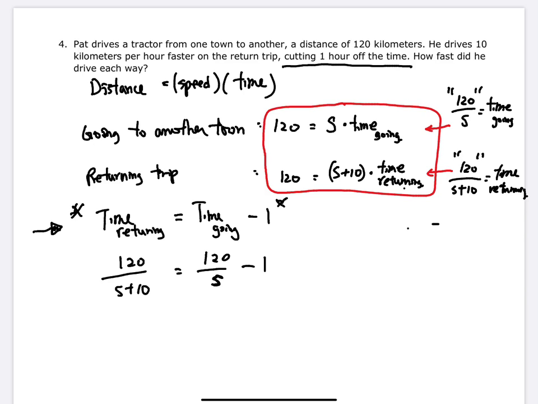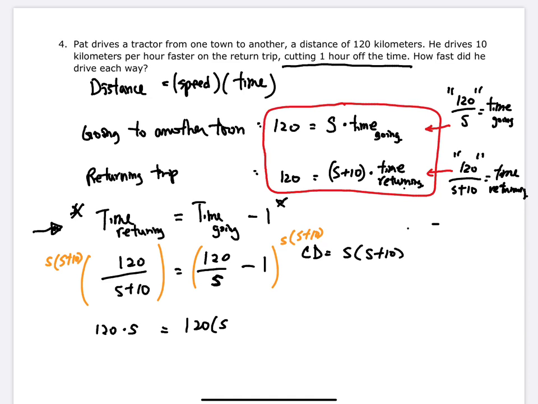So this basically became a rational equation problem. I'm going to multiply by the common denominator, which is s times s plus 10, on both sides. Alright, so here we go. Let's finish this. If I multiply this out, I get 120 times s equals 120 times s plus 10 minus the quantity s plus 10.